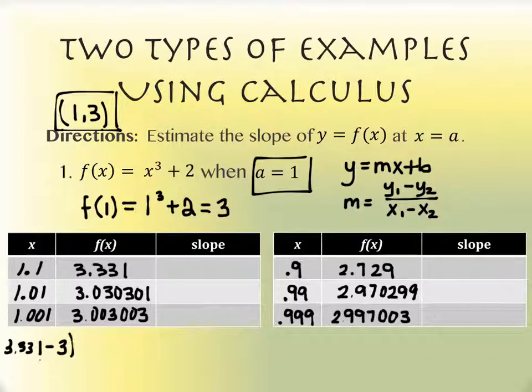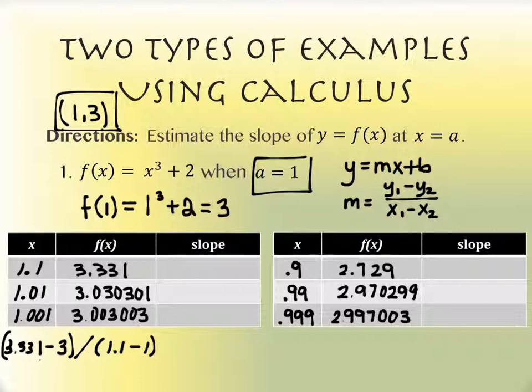I'm going to put this in parentheses, and I'm going to put a division sign. I'm writing down the way it will enter into my calculator directly in just a moment. And then I need to make sure I subtract my x values in the right order. What's the x value that goes with 3.331? 1.1. What is the x value that goes with 3? That's 1. So the order matters. We have to make sure the orders match.